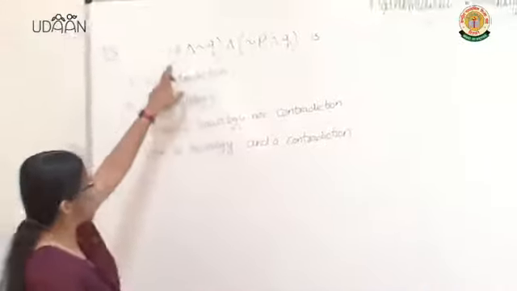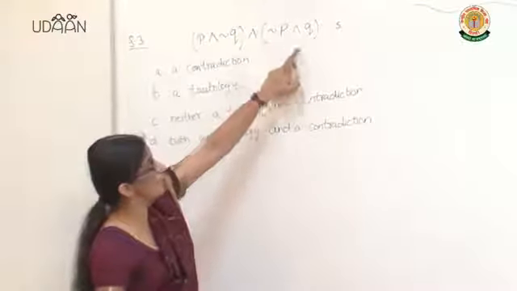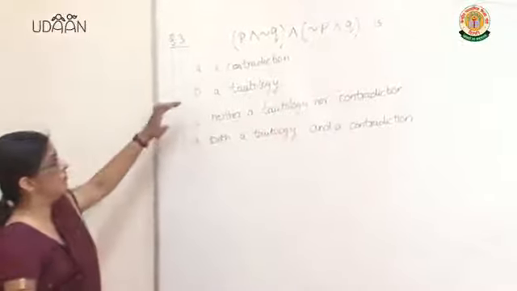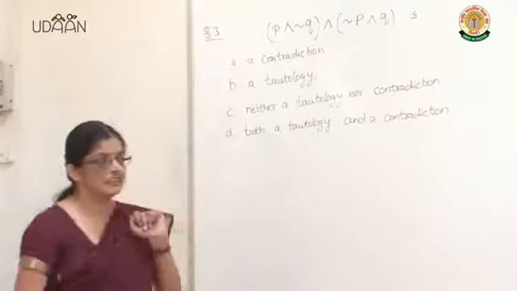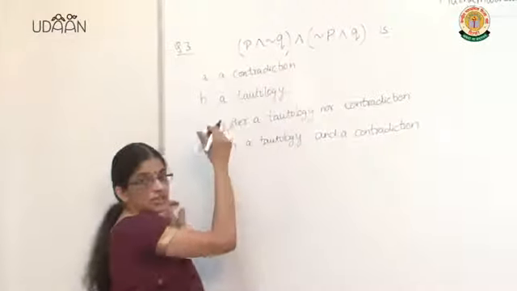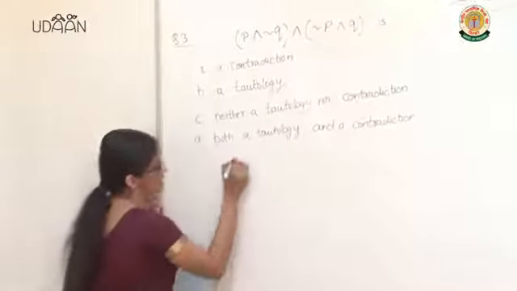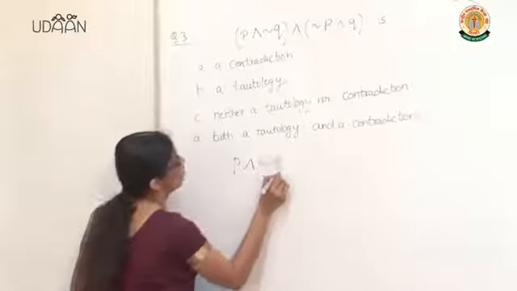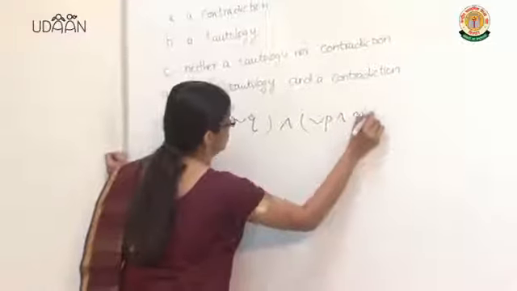Question number 3. Question is written on the board. P and negation of Q and negation of P and Q. You have to check whether it's a contradiction, tautology, etc. As I said, you have 2 methods. Either you can do it by truth table method or by applying the properties which we have discussed. I'll rewrite the statement P and negation of Q and negation of P and Q.